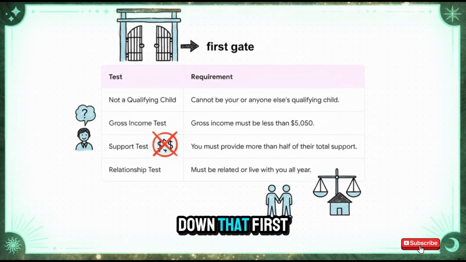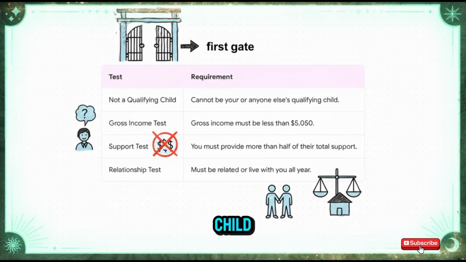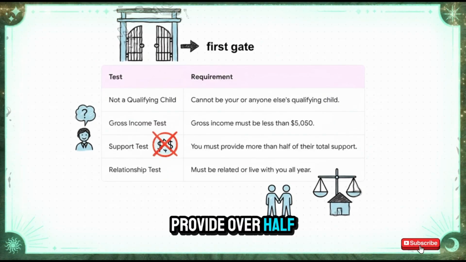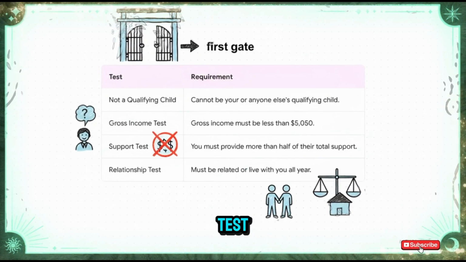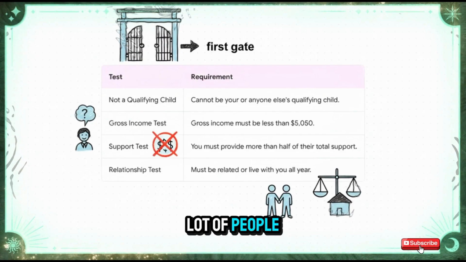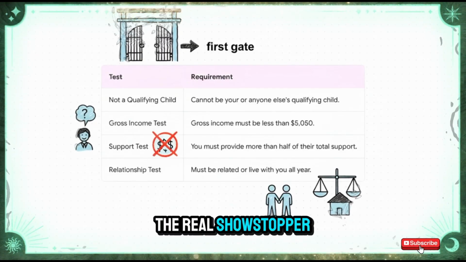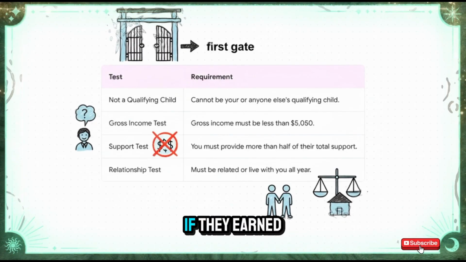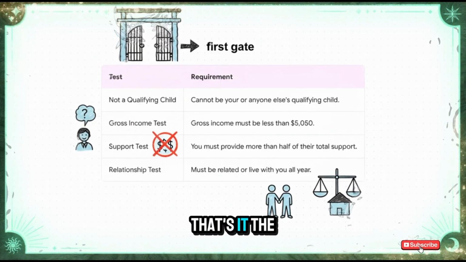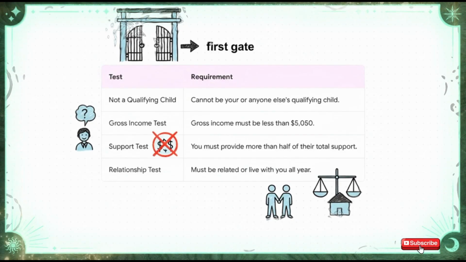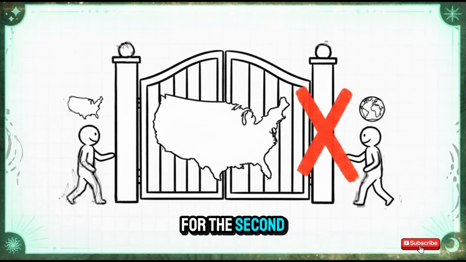So let's break down that first gate. For a qualifying relative, you're looking at 4 tests. They can't be someone else's qualifying child, you have to provide over half of their financial support, and they have to meet a relationship or household test. But the one that trips a lot of people up, the real showstopper, is the gross income test. If they earned $5,050 or more in 2024, that's it. The analysis is over.